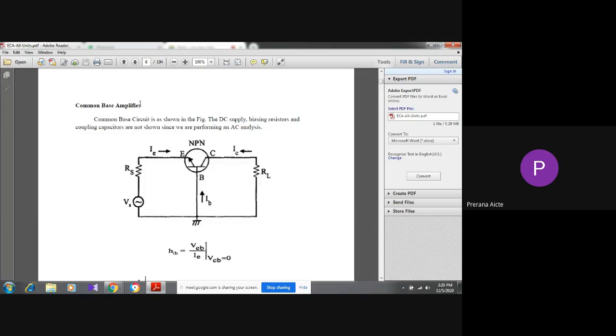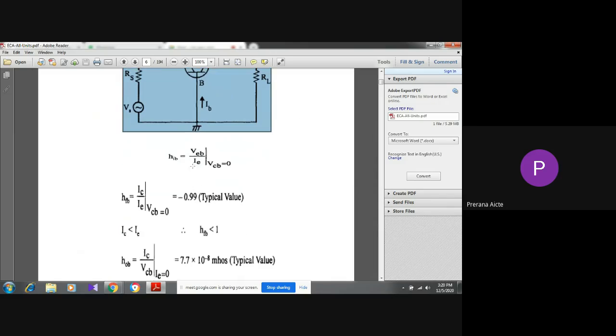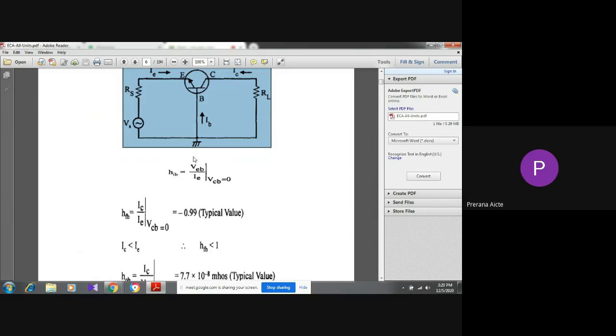Next, we see the common base amplifier. In common base, what is the input? Emitter is the input terminal, collector is the output terminal, RL means load resistor, RS is the source resistor. Here the base terminal is grounded. Now these are the formulas. Just like the common emitter amplifier, the formulas are the same here. Input impedance is equal to change in input voltage by input current, keeping output voltage zero: VEB by IE at VCB equal to zero.